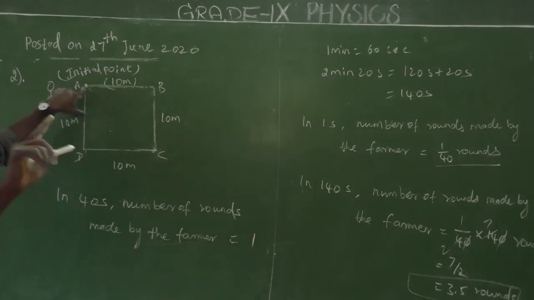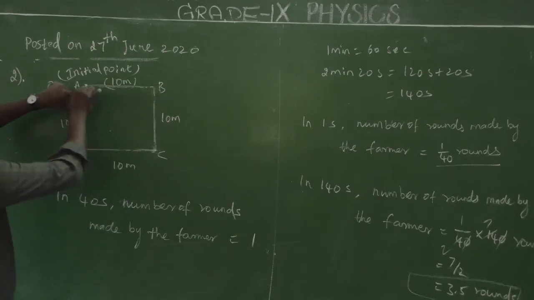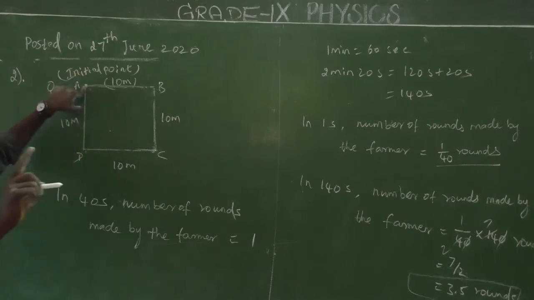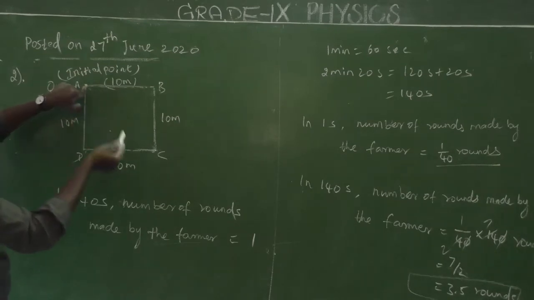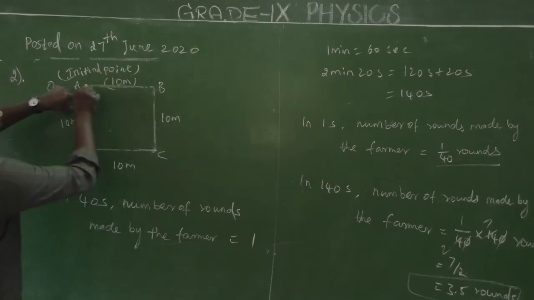So this is one round. Again the farmer moves through B, C, D, and comes to position A. This is the second round. Again the farmer moves through the sides of the square field, B, C, D, and again comes to position A.